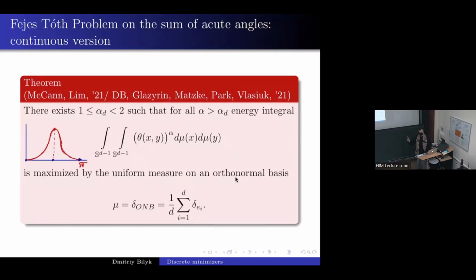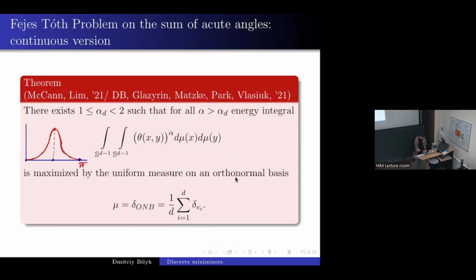This somehow mirrors the situation of what happened on the sphere, because if you think about it as a problem in the projective space, then vertices of the orthonormal basis are points that are a diameter apart, at maximal distance from each other. And you have more of them, more than 2.